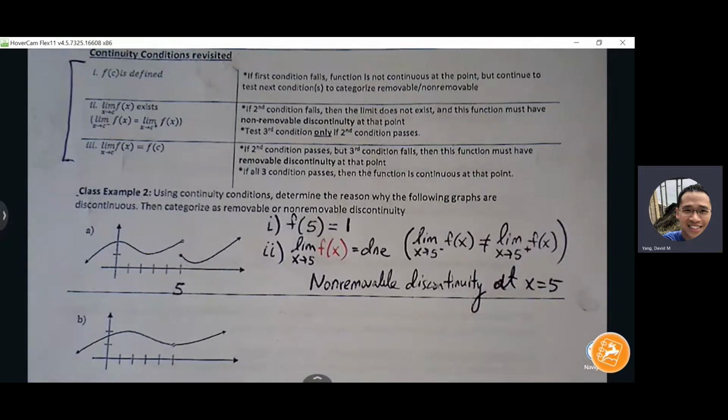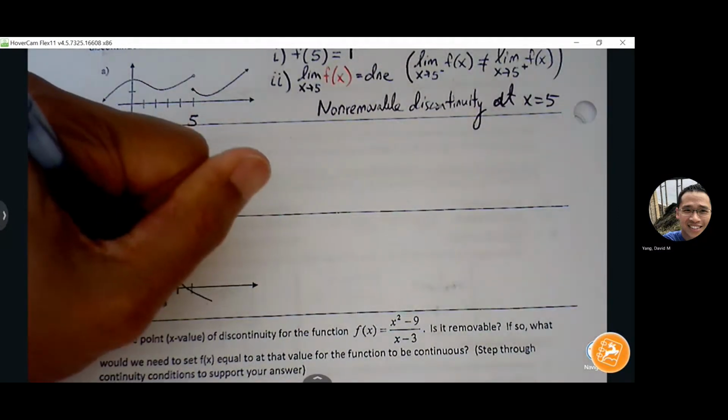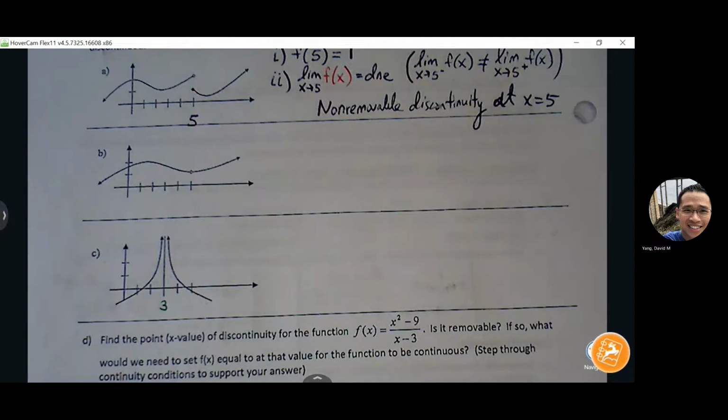And go ahead and try this one, and I'll work through it at the same time that you guys do it. Okay, part C. Go through each of your conditions, and you want to write something for every condition.